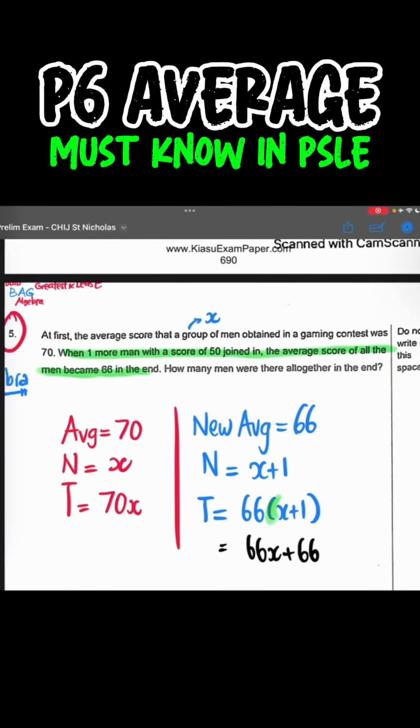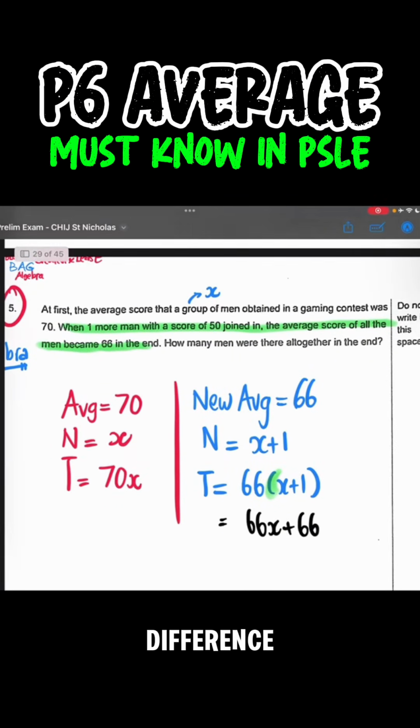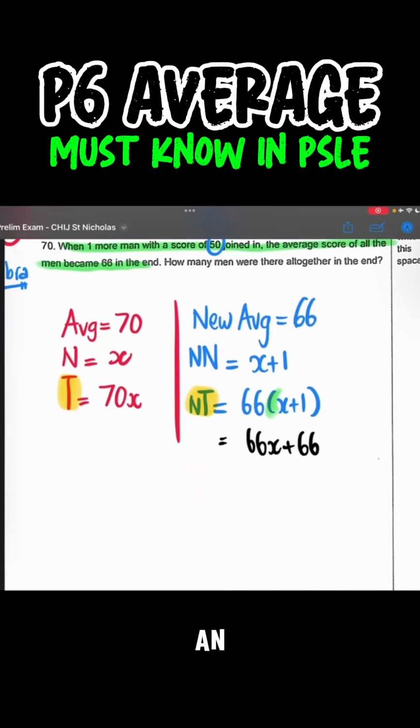Now, from here, I want to ask you a very simple question. What do you think is the difference in the total? Why is there a difference between my total and my new total? Who caused the old total to become the new total? Very good, it is that one man that joined. That one man joined and the new total increased or decreased, we don't know. But one thing for sure I know is that his score is 50. True? So now my question to you is, how can I form an equation?